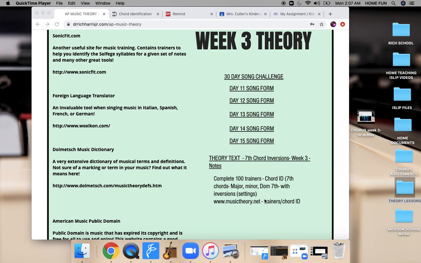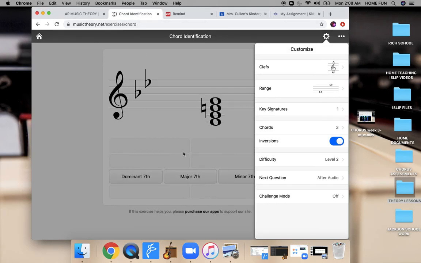I'm going to quickly go through some of the notes on that. It is not very different. It's just a number position. So on musictheory.net, you'll send this to me at islipmusicals@gmail.com. Please don't send it through Remind.